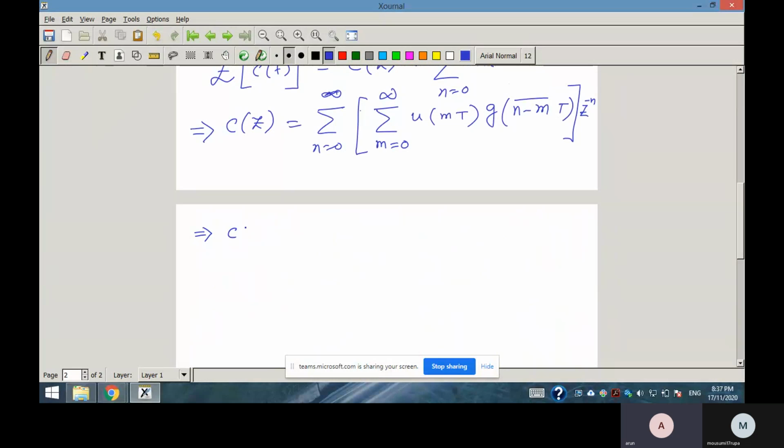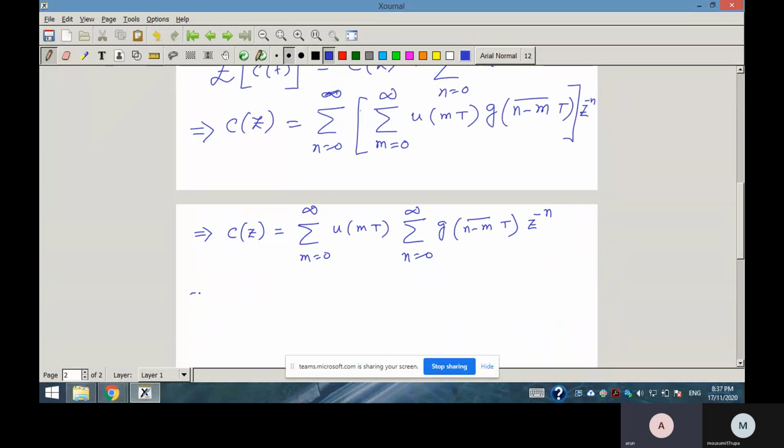From here, what you can write? C(z) equal to. So now if you take this summation out, summation of m equal to 0 to infinity, I can take out u(mT) into summation of, because there is no n involved, n equal to 0 to infinity, g of (n minus m) into T into z to the power of minus n.